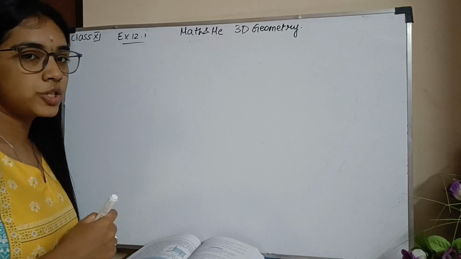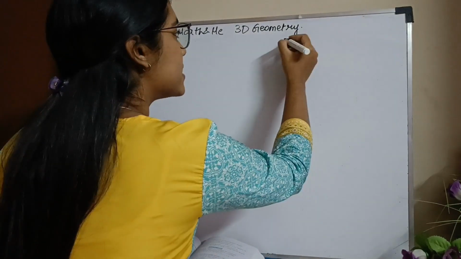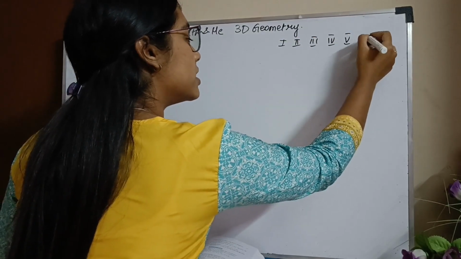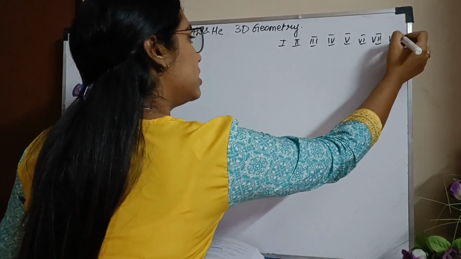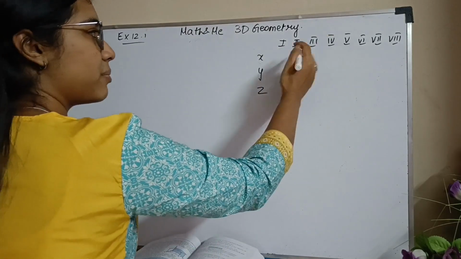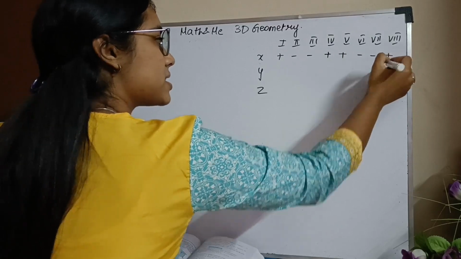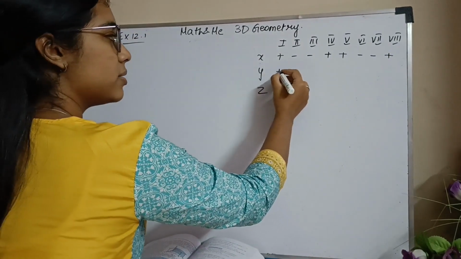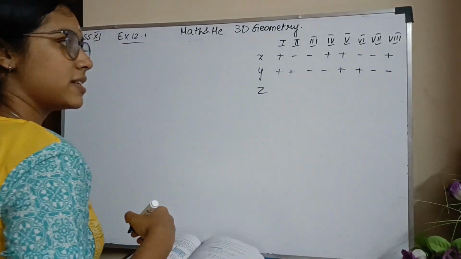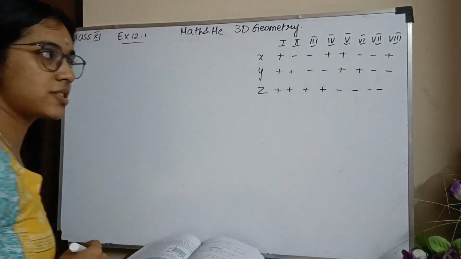So I need to find out which octants the points are in. That is my third question. So first let me write the table. Okay. So I have first, second, third, fourth, fifth, sixth, seventh and the 8th octant. I have x, y and z. Write this down for the exam. So x will be plus, minus, minus, plus. Repeat. Plus, minus, minus, plus. Now for y: plus, plus, minus, minus. Again repeat. Plus, plus, minus, minus. For z, you will have plus in the first 4 and minus in the last 4.